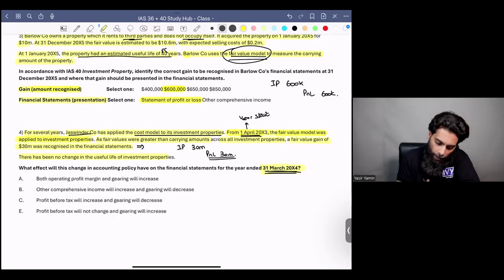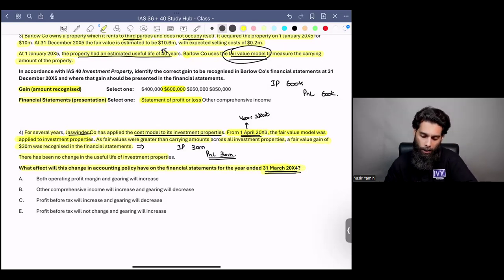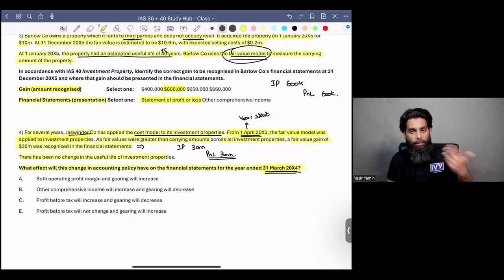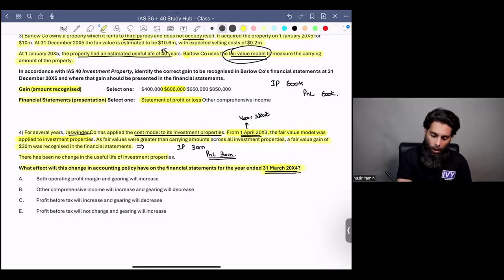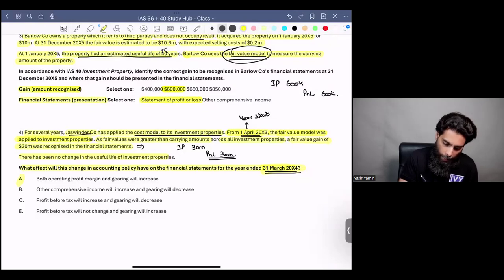Examiner asks you, what effect will this change in accounting policy have on the financial statement for the year ended 31st March X4? Now you have shifted from cost model to fair value model. And after this shift, you have a fair value gain in your P&L. So they are asking you what will be the effect of this change. You have four options, A, B, C, and D, right? The first option is both operating profit margin and gearing will increase.